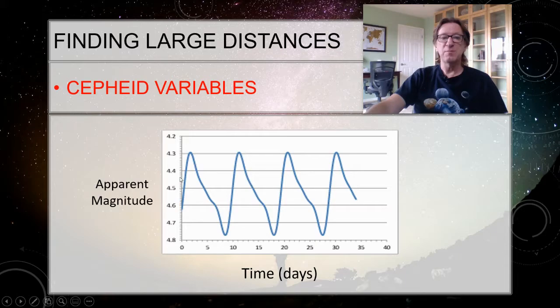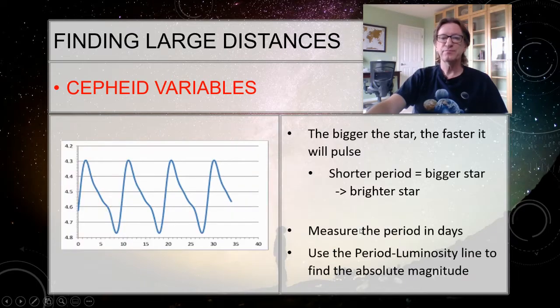Now, for the apparent magnitude scale here, remember the smaller numbers mean it's brighter. So the brightness is up at the top. This is the brightest point. This would be the dimmest point here. And then pulsation periods of a few days is pretty normal for that.